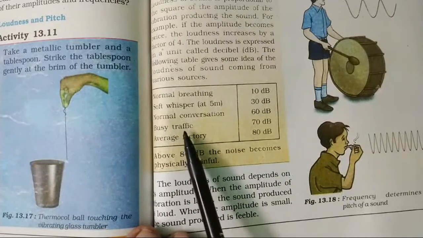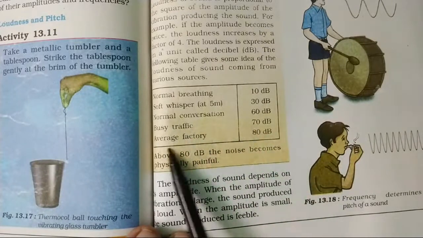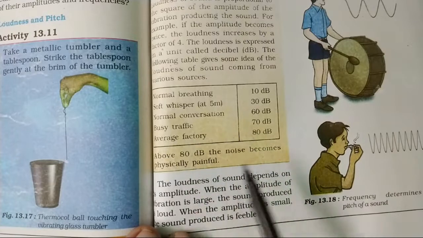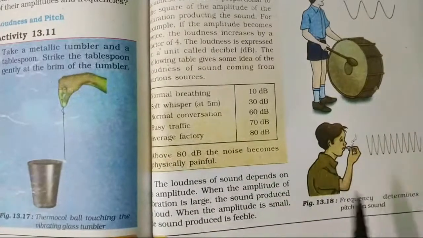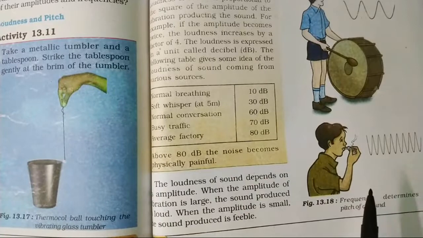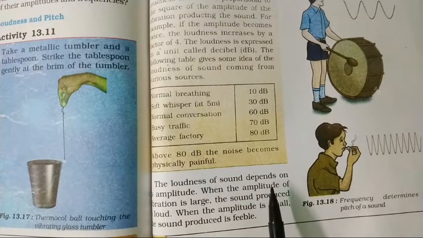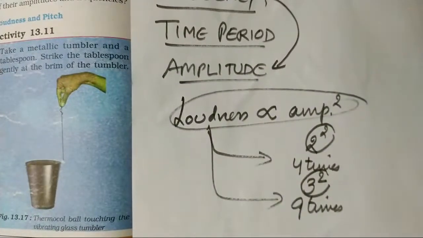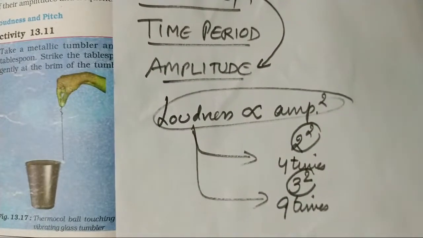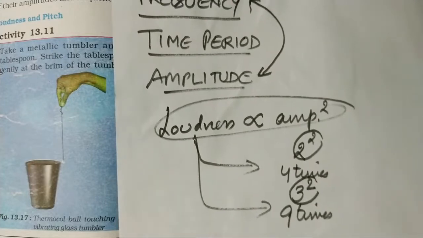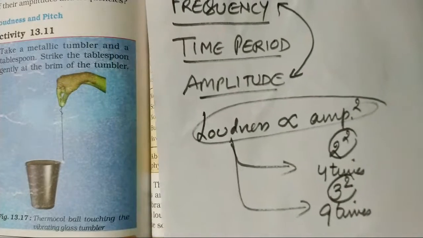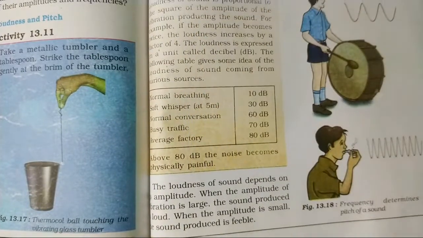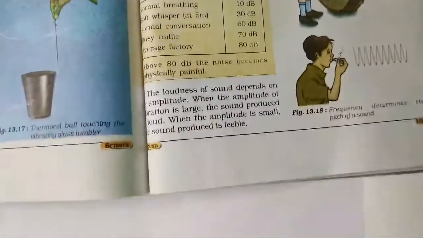And these are some examples. Traffic sound is 70, factory sound is 80. Above 80 decibels, the noise becomes painful. It becomes a problem. So the loudness of the sound depends on amplitude. We read it just now. The loudness depends on the amplitude, and it depends on the square of the amplitude. So if the loudness is increasing, it means the amplitude has increased, which is mentioned here in this part.